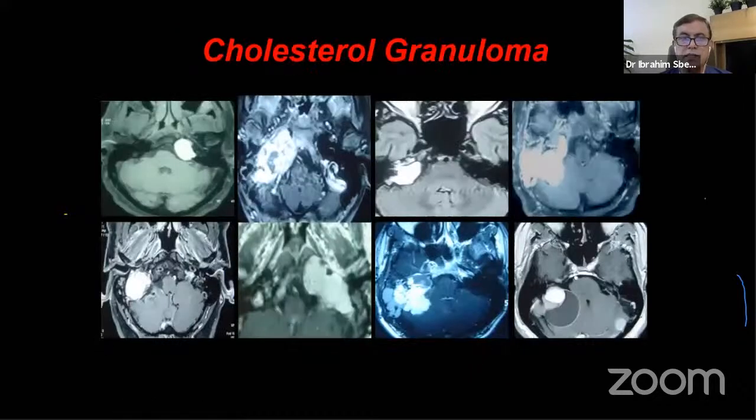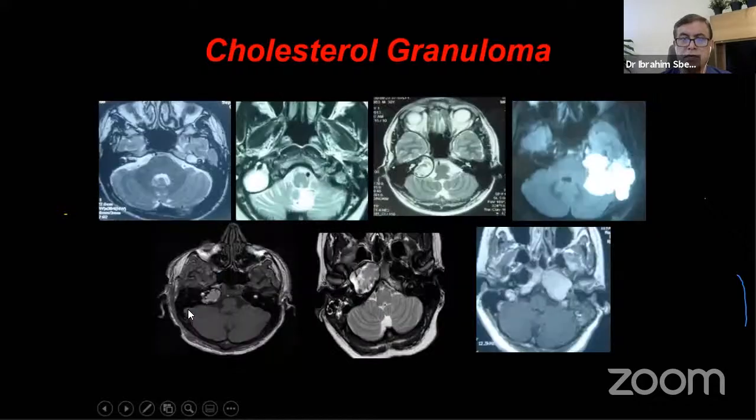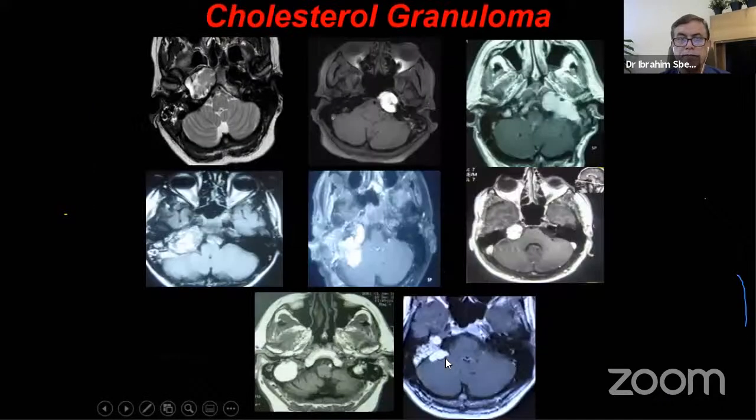Some of the axial cuts of my series. These are all large, giant ones most of the time. Some of them were small, but the majority were large and ugly.